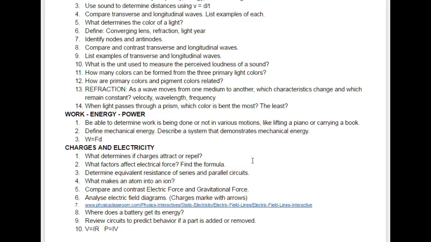Define mechanical energy and describe a system that demonstrates mechanical energy. Mechanical energy is simply the sum of potential and kinetic energy in a system. They can trade places, but you can't increase or decrease that. You can lose some energy from the system in the form of heat through friction. Remember how to use the formula: work is force times distance. That's not very common.